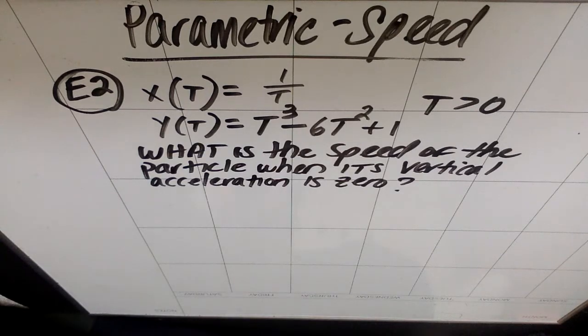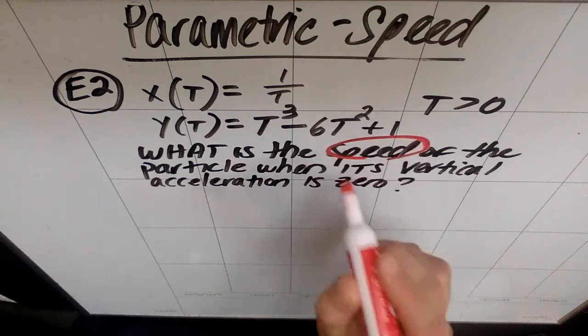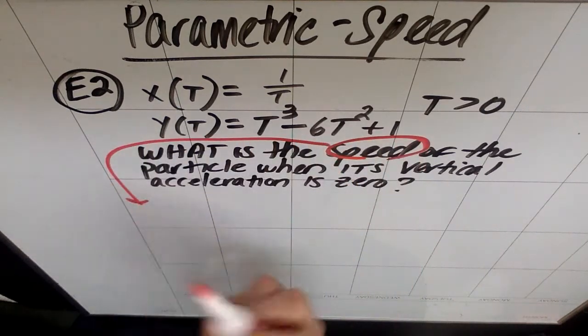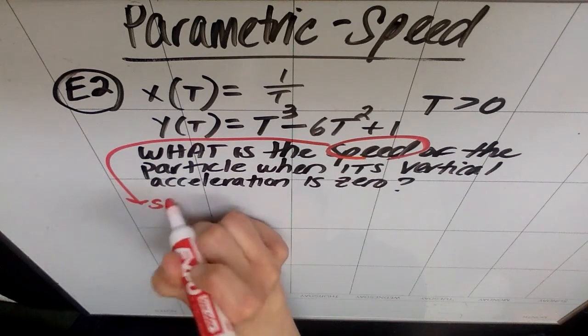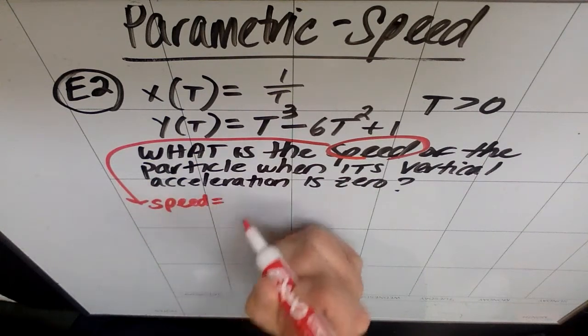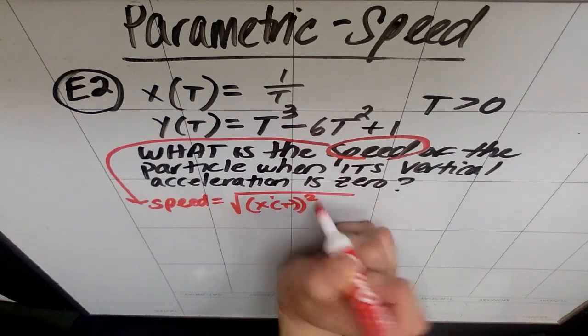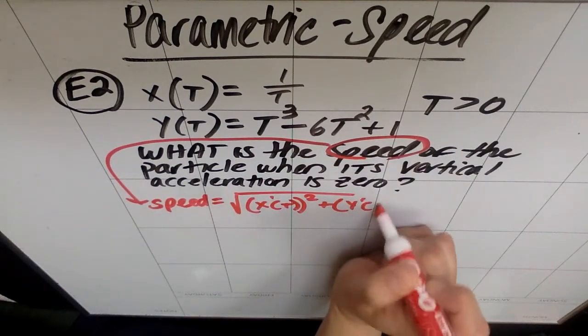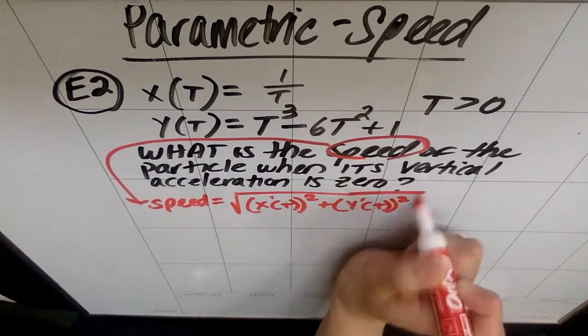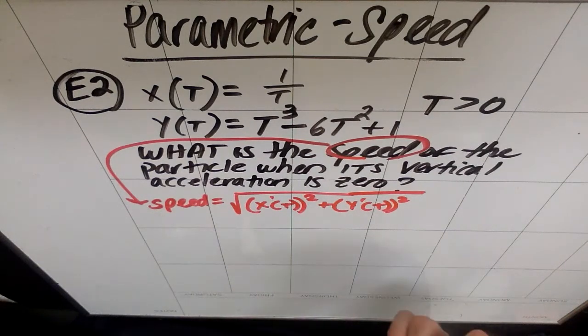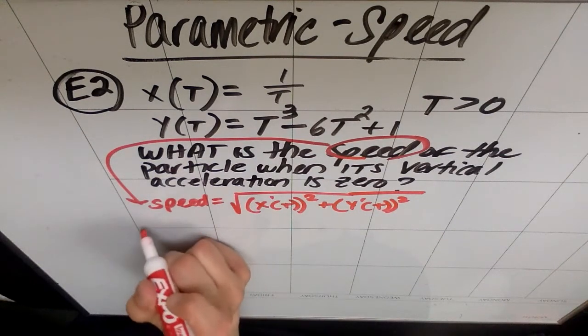The first thing here is that this is a two-tiered question. I need to know the formula for the speed of a particle. That speed, as we learned in the last couple videos, is going to be the square root of my x prime of t, quantity squared, plus my y prime of t, quantity squared. So I'm going to have to find x prime of t and y prime of t. Let's go ahead and find those.